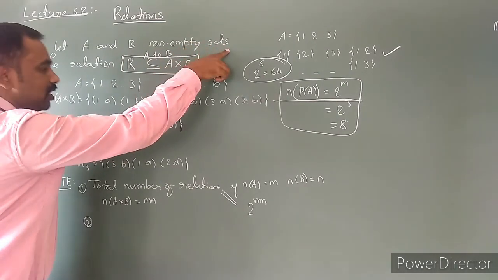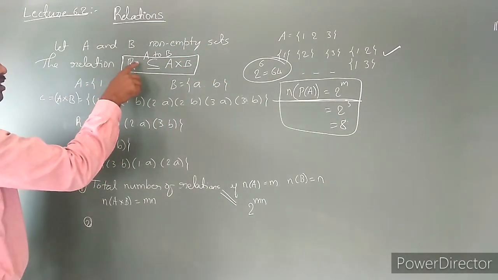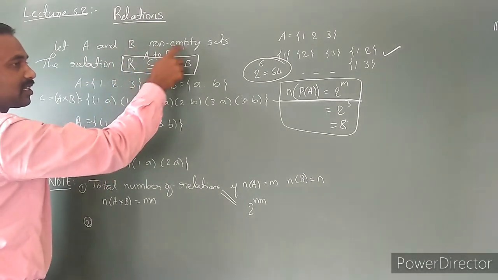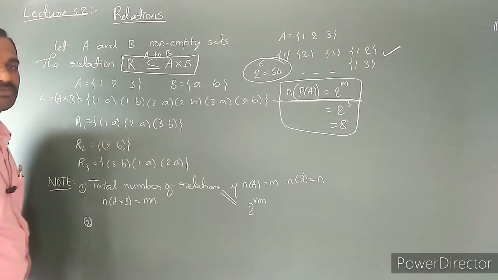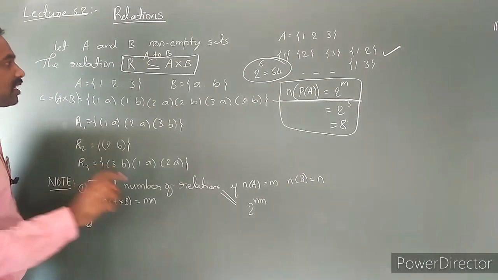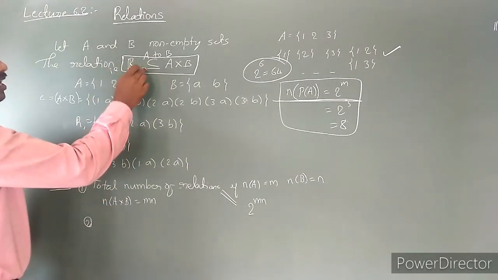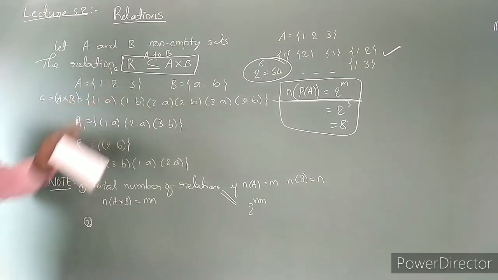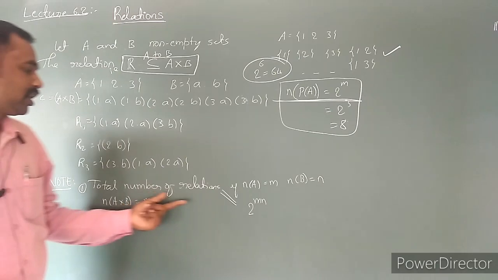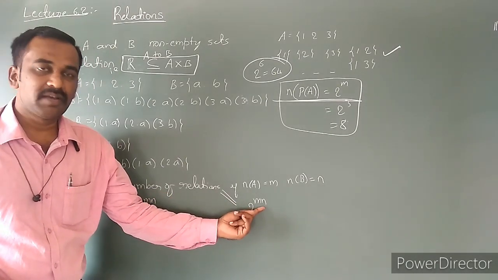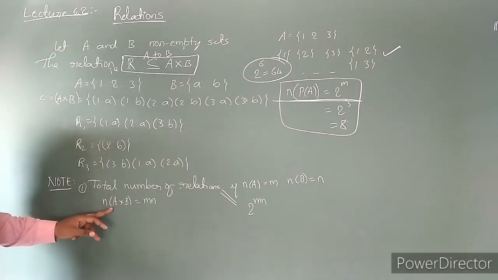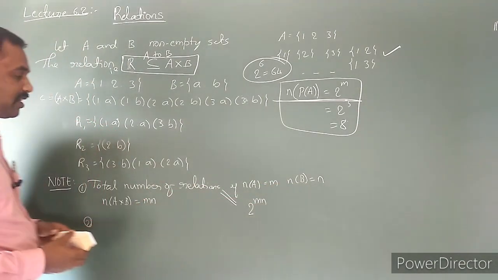Let A and B be two non-empty sets. The relation R is from set A to set B. A relation R from set A to set B is a subset of the Cartesian product A cross B. Symbolically, that is R is a subset of A cross B. Is that clear? Next one. Write the example. Note that the total number of relations is equal to 2 power mn, where n of A has m elements and n of B has n elements. Then n of A cross B has mn elements.